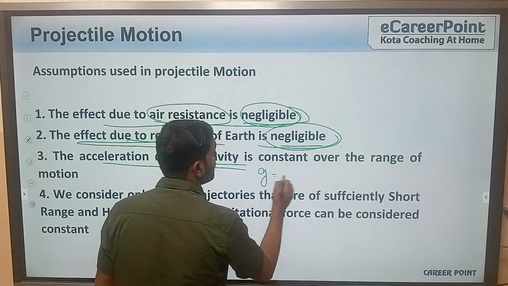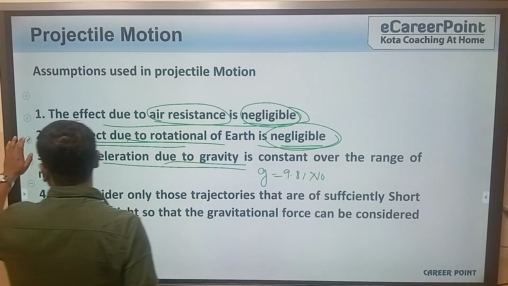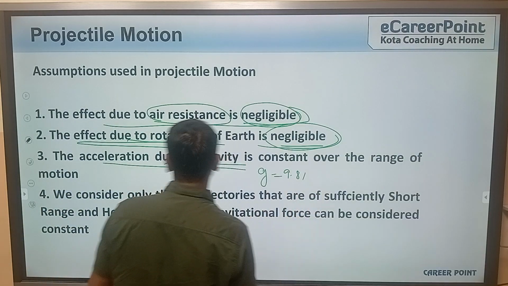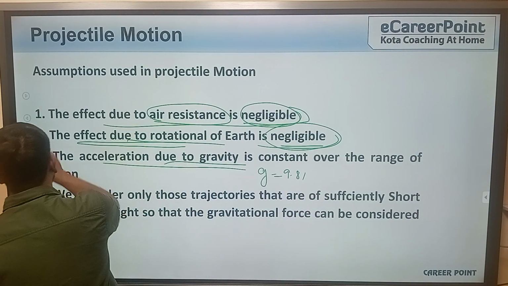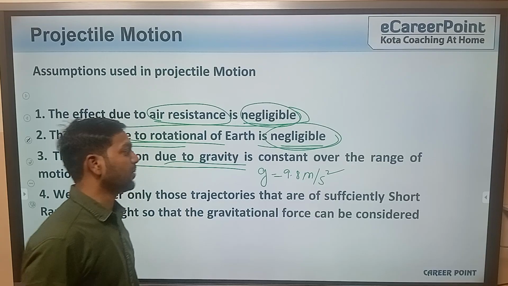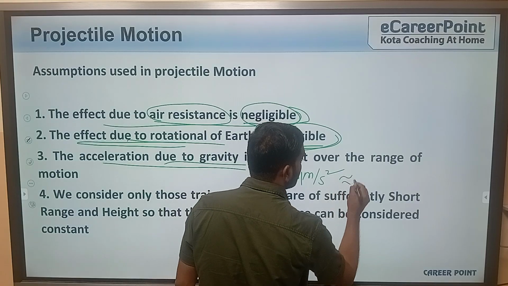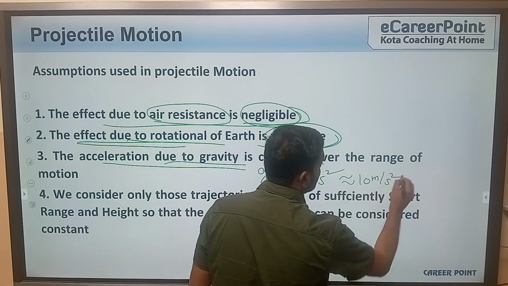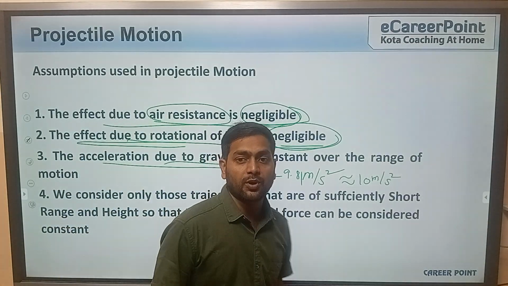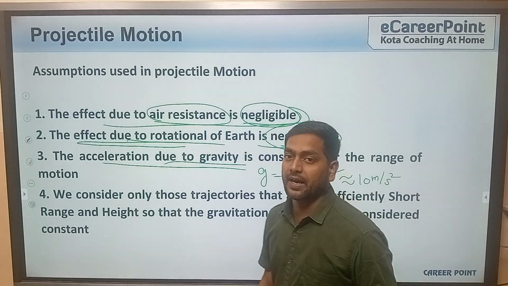The g value is equal to 9.8 meter per second square. You can also take 9.81, and mostly we take 9.8, or it can be 10 meter per second square. So up to a certain range only we need to take the g value as 9.81 meter per second square, right?